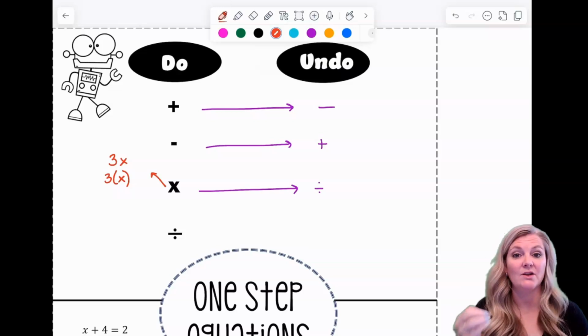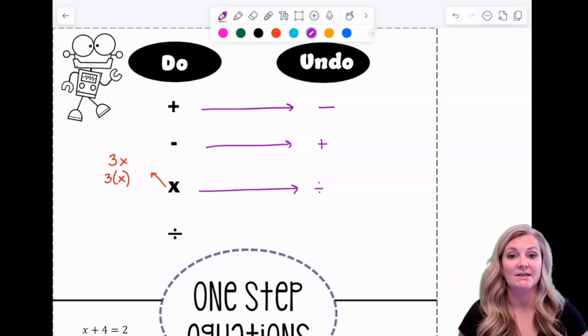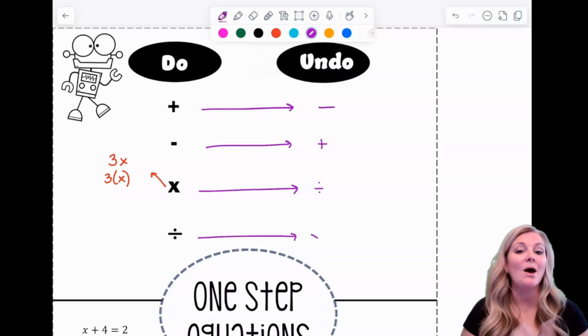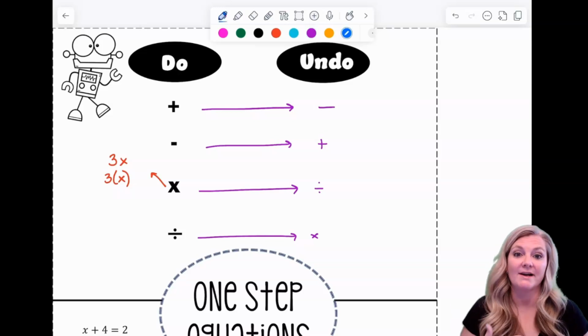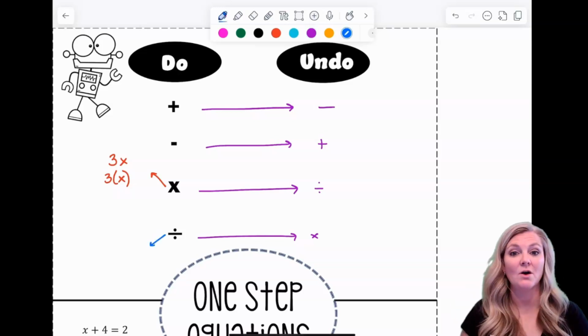And then the last one, how do you undo division, or what's the opposite of division? Opposite of division is multiplication. And again, how are you going to see division in equations in algebra? It's going to look like a fraction. Fractions are divisions. So it's going to be like x over 3.